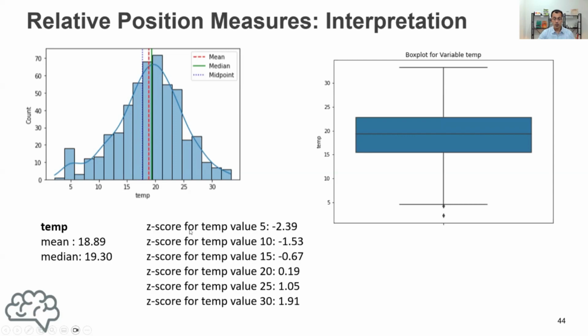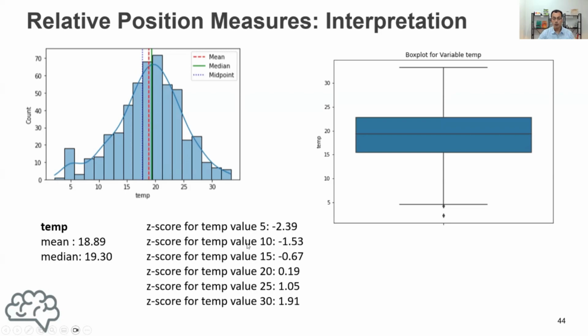The question is, what is the z-score for a temperature of value 5? When we look at the temperature 5 here, we can see that it's way to the left of the mean. And this means that it has a negative z-score, and after we calculate the value of the z-score for the temperature 5, we observe that it is equal to minus 2.39. And this means that the temperature 5 is minus 2.39 standard deviations from the mean.